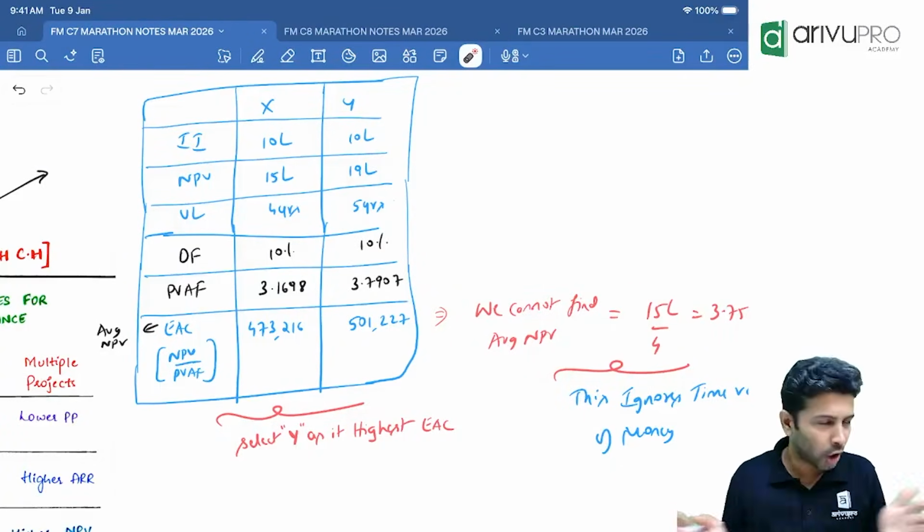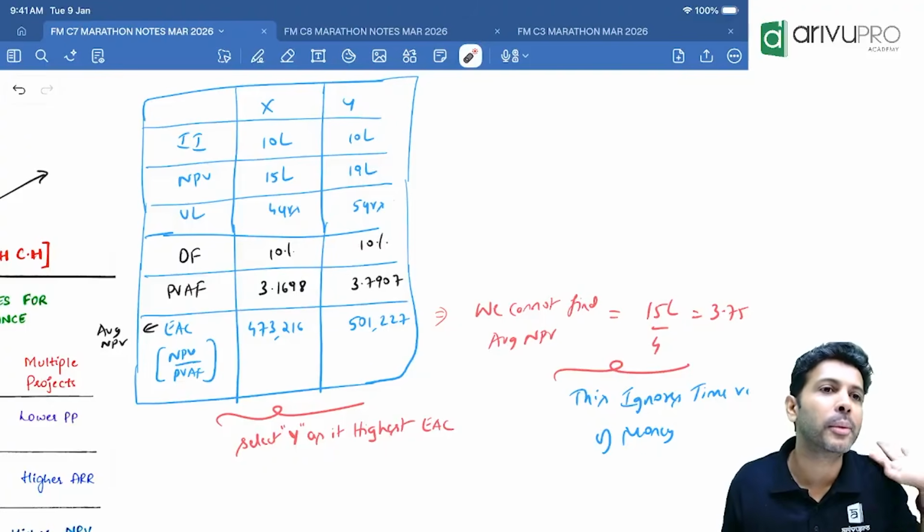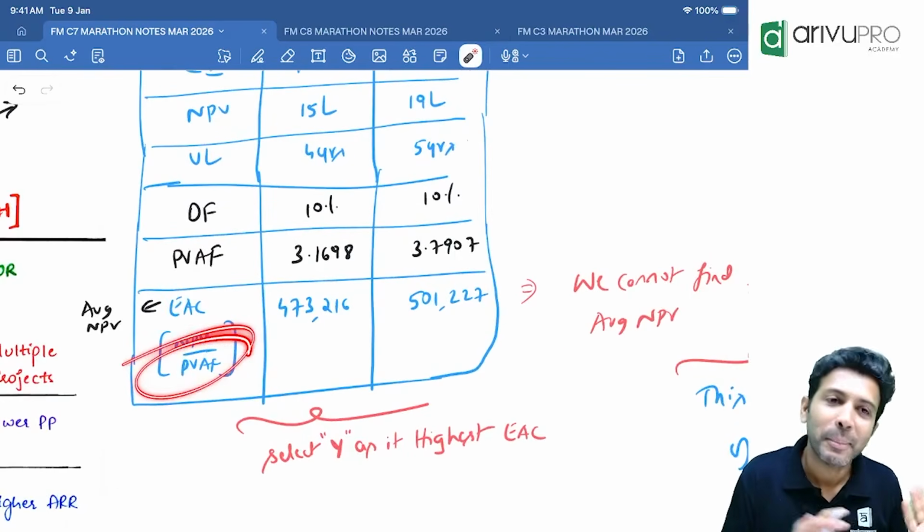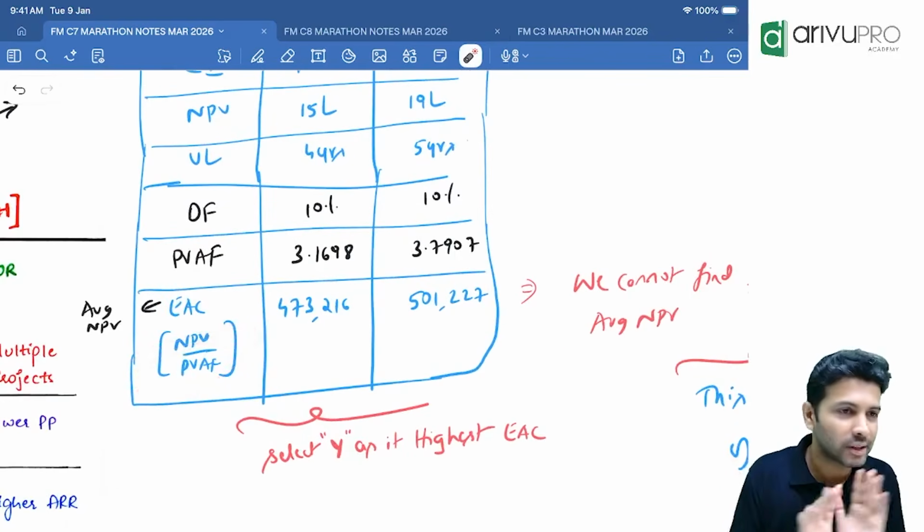Or if you don't want all this logic wala drama, simple one formula. How do you get EAC? NPV divided by PVAF. Do that, do the selection rule. That's all as a formula.